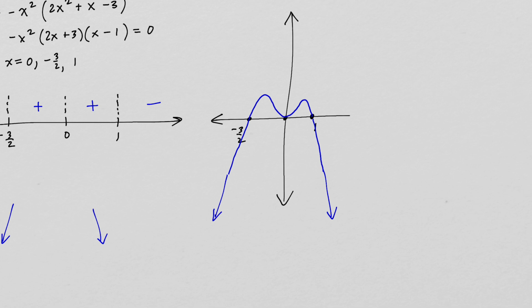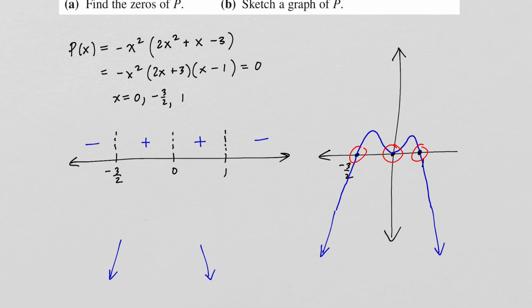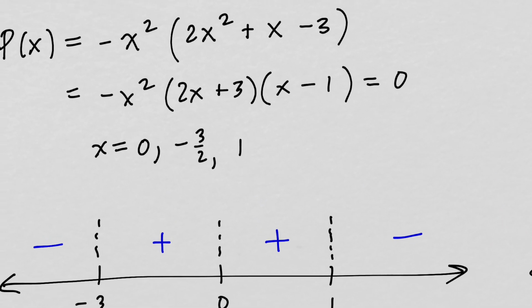So the question is, how did I know that it was going to just touch the x-axis here, as opposed to these 2 points where it goes through the x-axis? And we know that from looking at the factors themselves. So if you go back to the factors of p of x, I want you to notice that here we have an even factor, right? X squared is an even factor. 2x plus 3 is raised to an odd power, so that's an odd number of factors there. And x minus 1 is also raised to an odd power.